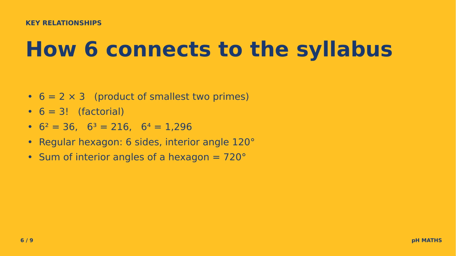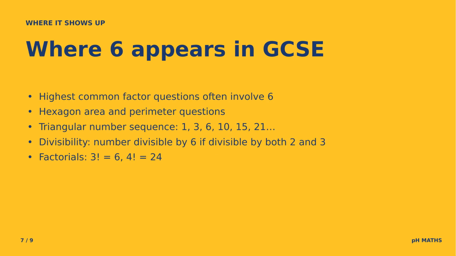Key relationships and how 6 connects to the syllabus. 6 equals 2 times 3, the product of the smallest two primes. 6 equals 3 factorial, 3 times 2 times 1. 6 squared is 36. 6 cubed is 216. 6 to the 4th is 1296. A regular hexagon has 6 sides, each with an interior angle of 120 degrees, and the sum of those angles is 720. Where 6 shows up in your exam, highest common factor questions often boil down to 6.